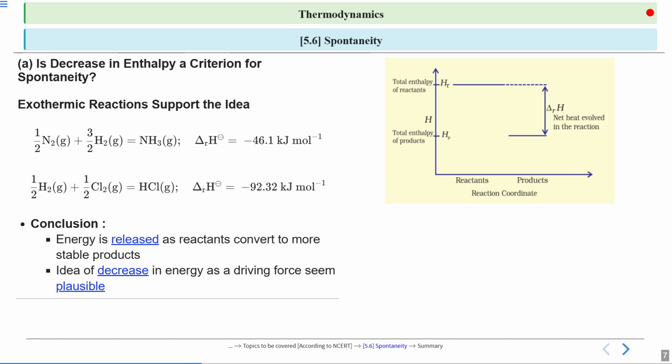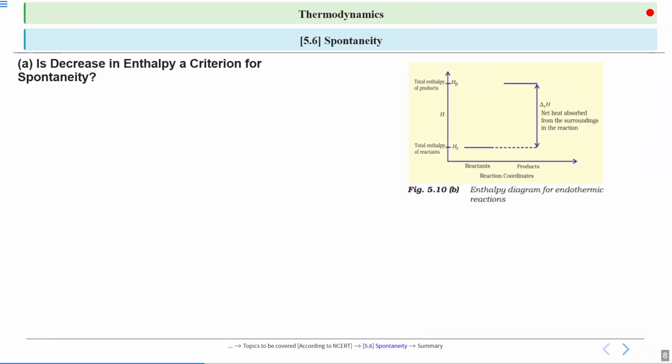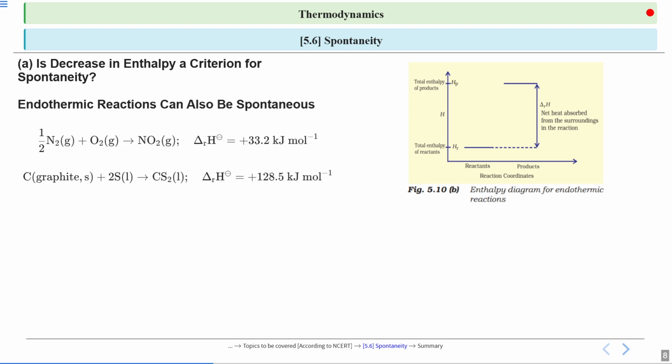Let us look at that situation now. That situation is related to some endothermic process. Here you can see on the right hand side, we have a reaction coordinate for the endothermic process, where the reactant is going from a lower energy to a higher energy to get into the product. Therefore, energy will be absorbed in the whole process. We can have the example of the same, like the formation of nitrogen oxide and carbon disulfide.